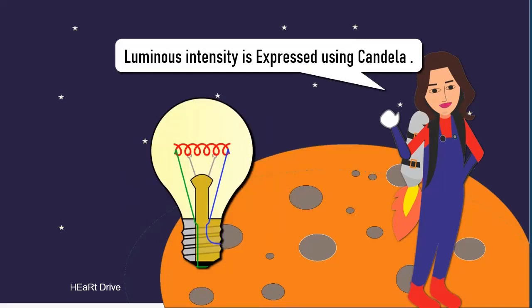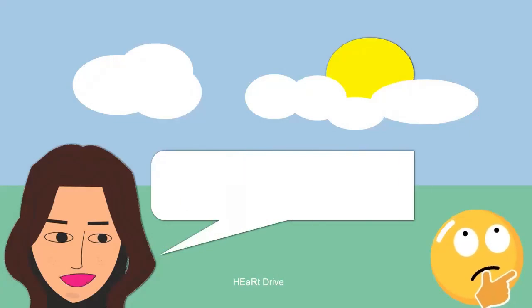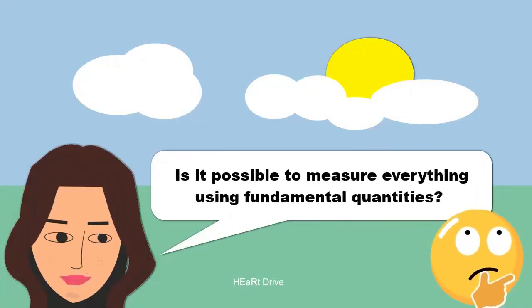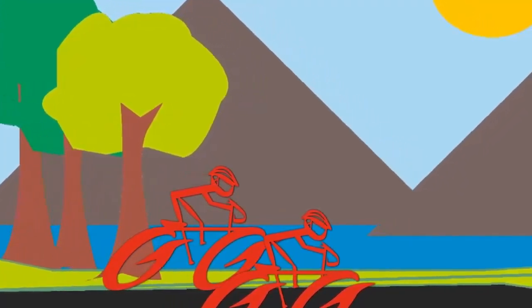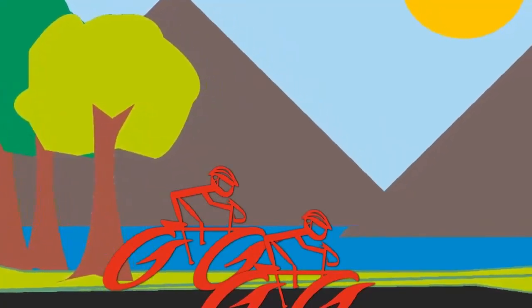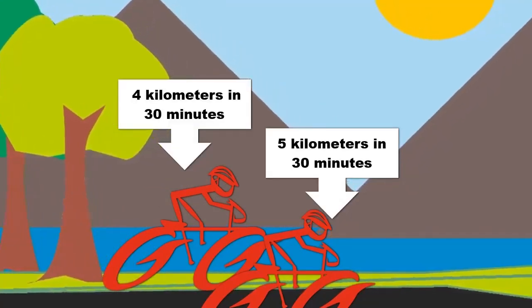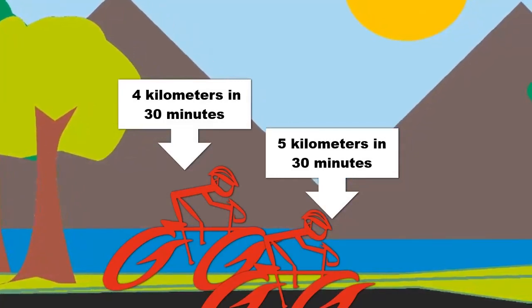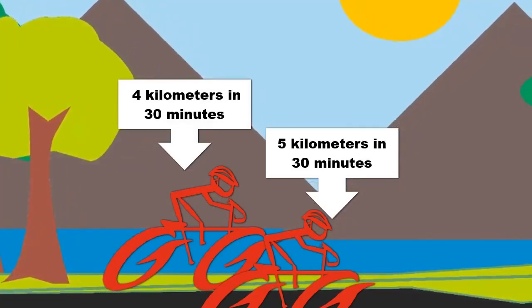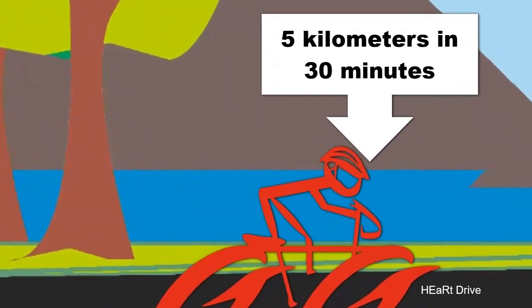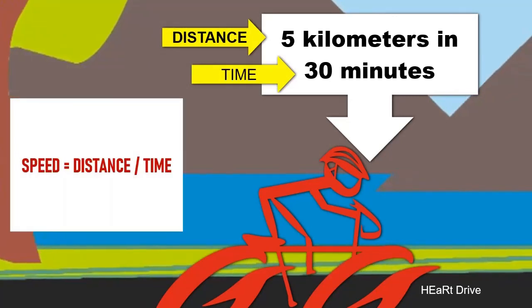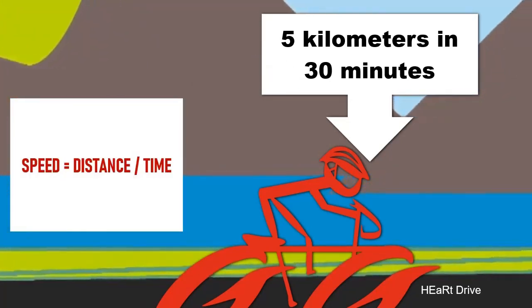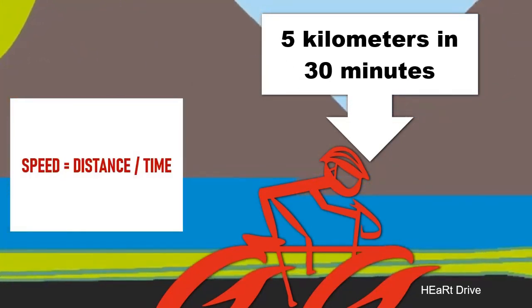So, here we have fundamental quantities to measure. Do you think it is possible to measure everything in the world just using fundamental quantities? Two boys are riding bicycles. To find which boy's bicycle is the fastest, we should consider the time taken and distance covered by them. So, to calculate the speed of a bicycle, we use two quantities, distance and time. Here we calculate speed with the combination of distance and time. So, speed is a derived quantity.